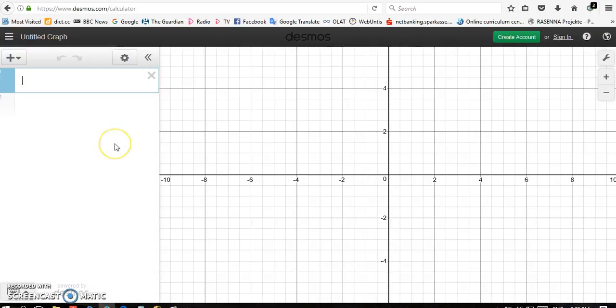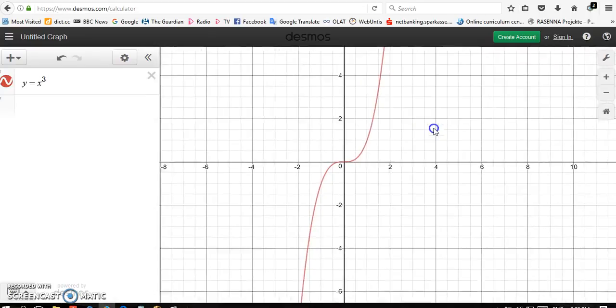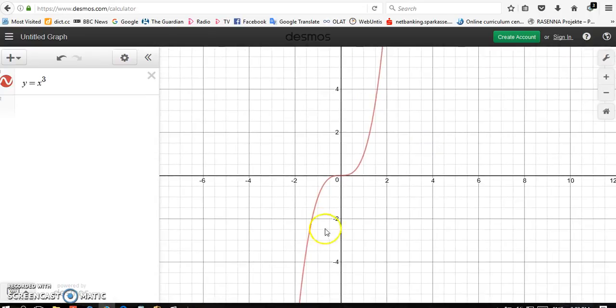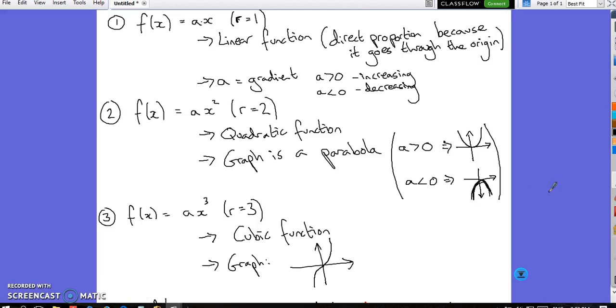If I do it on here, then we'll be able to see it more clearly. You see this type of shape that we get here. That's a cubic function. And you see if I increase this here, it makes it steeper as well. So it makes it more extreme. And if I make a much, much smaller, then it becomes much flatter, just like the parabola in the quadratic function. So these are 3 examples we've seen already.